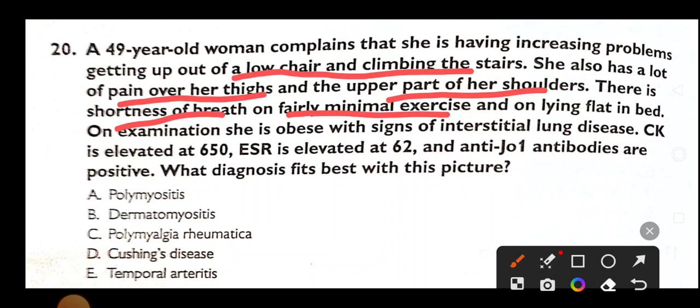On examination, she is obese with signs of interstitial lung disease. CK is elevated at 650, ESR 62. Anti-Jo-1 antibody is positive. What best fits with this picture?